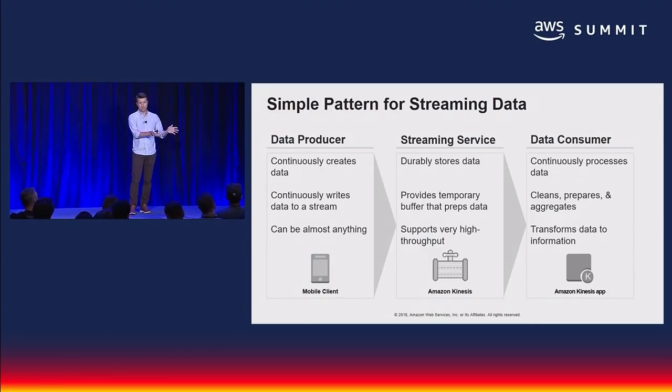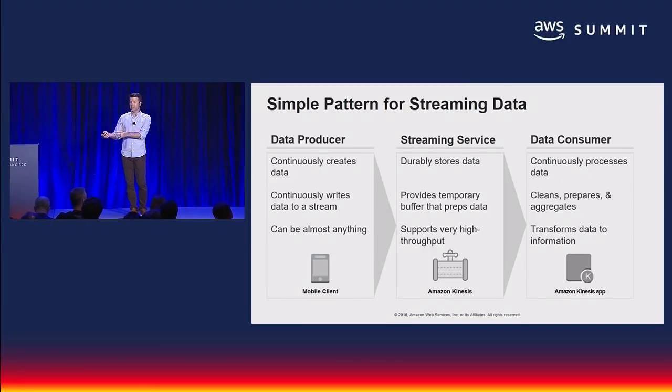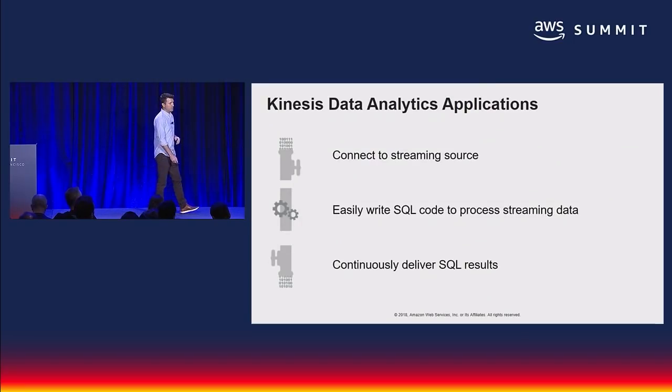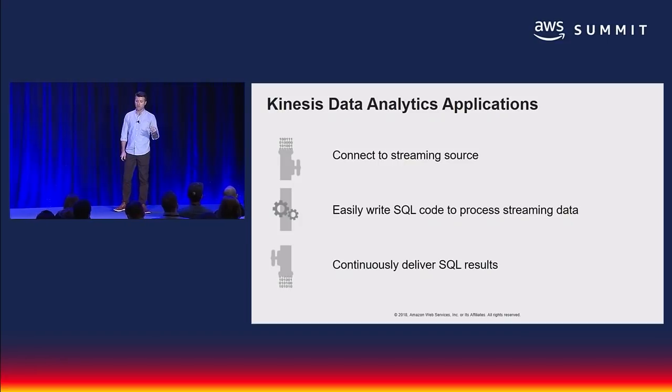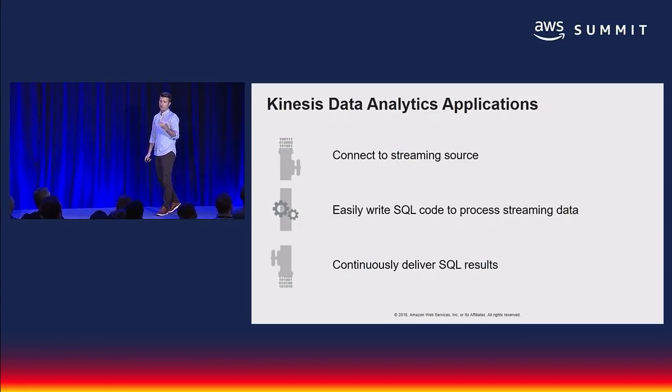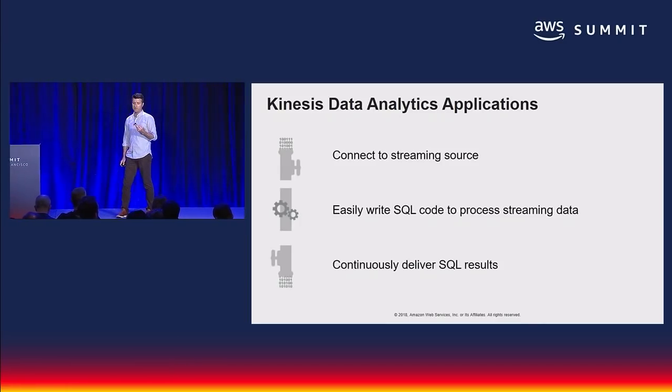You have a data producer. In this case, it's showing a mobile client sending data to a Kinesis data stream. And then your Kinesis Analytics application will listen to that streaming data, and then depending on the code that you write in your SQL, you'll get some insights out of the data. So it's typically a three-step process. Basically, you connect to your streaming source, you write your SQL, and then you continuously deliver those SQL results. And I'll get into a bit more detail about the SQL in a moment.